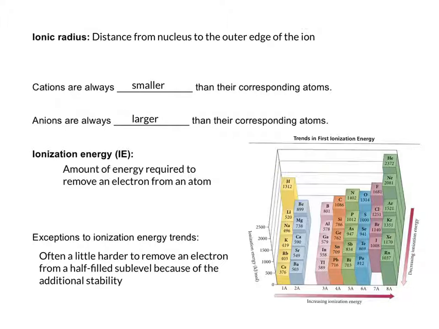Just a teeny bit, but if you look at a graph of it, you'll see like a little blip in the trend. And again, for these, I'm not expecting that you remember specific exceptions, but if you see an exception or something that doesn't fit with the trend that you're familiar with, you should be able to reason your way through it based on the stability of half-filled or fully filled orbitals.